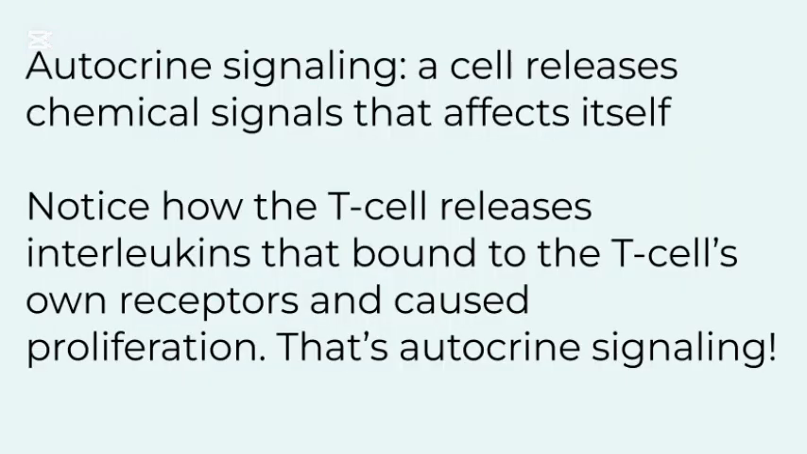Autocrine signaling is when a cell releases chemical signals that affect itself. Notice how the T cell releases interleukins that bind to the T cell's own receptors and cause proliferation. That's autocrine signaling.